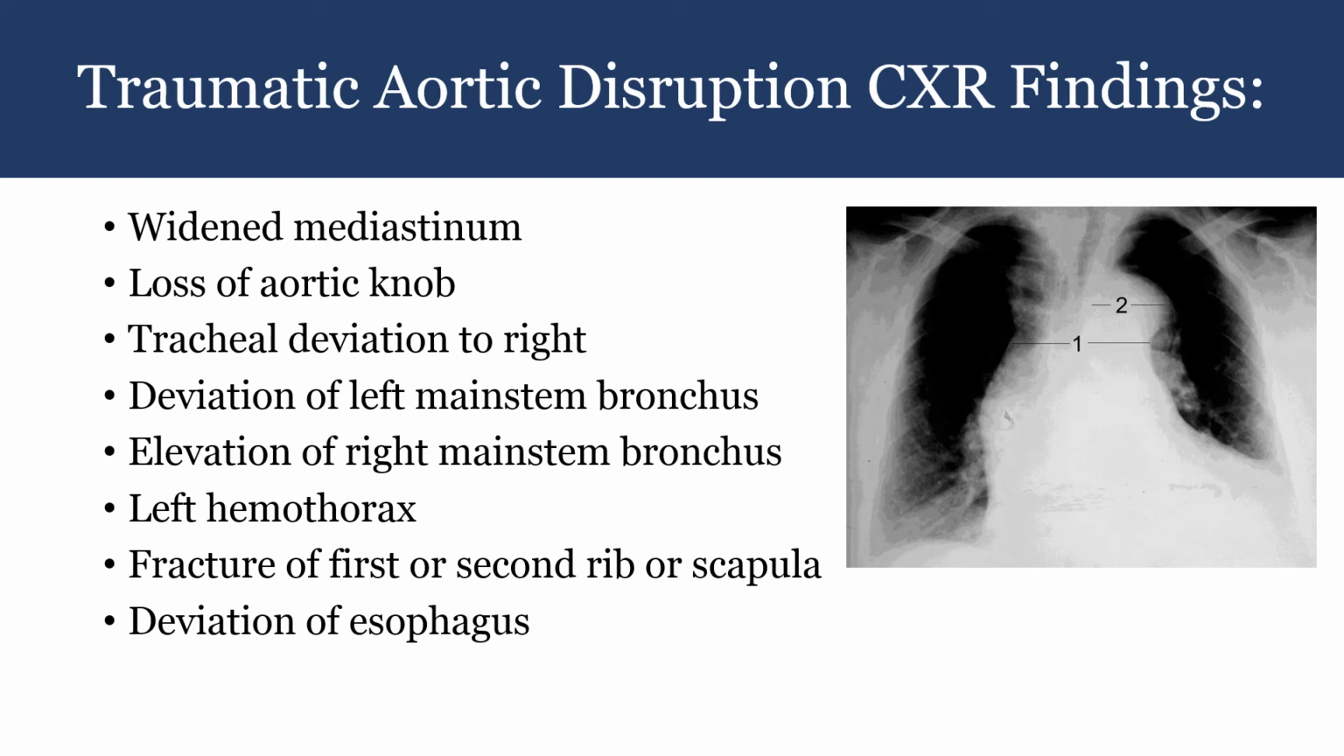Chest X-ray findings for traumatic aortic disruption. You have a very widened mediastinum. As you can see in number 1, it is a very widened mediastinum. You have loss of the aortic knob. So our aortic knob is lost. And then you have tracheal deviation to the right.